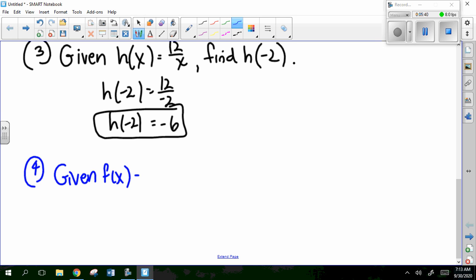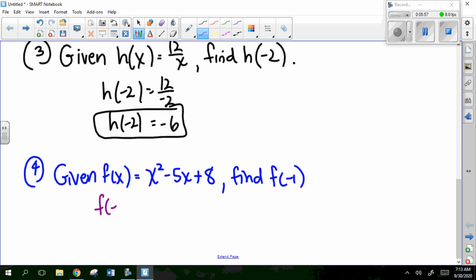And let's say that you are given f of x equals x squared minus 5x plus 8. All right? And I want you to find f of -1. The reason I put this problem here is because you do have to be careful when you plug in negatives and you have to square it. Then we've got a -5 times a -1 plus 8.